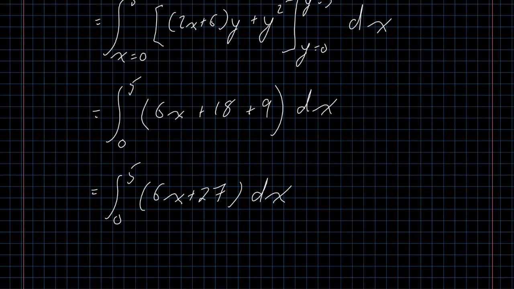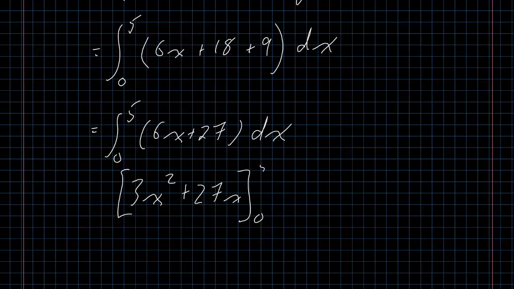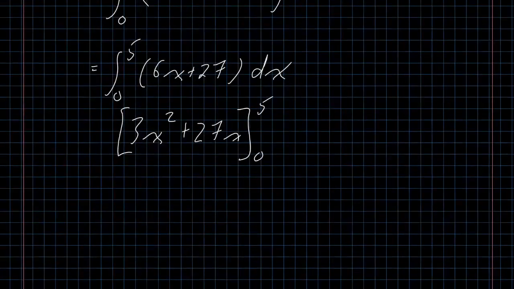And we are down to a single integral. We know how to deal with this. We'll have 6 times 1/2 x squared is 3x squared. And then we'll have 27x. And we'll evaluate this at 0 and at 5. When you plug in 5, well, 5 squared is 25. 3 times 25 is 75. 27 times 5 is 135. And plug in 0, you get 0 back out. And 135 plus 75 is 210.